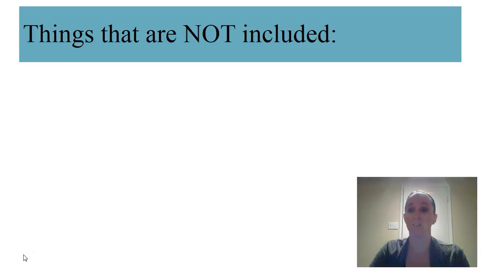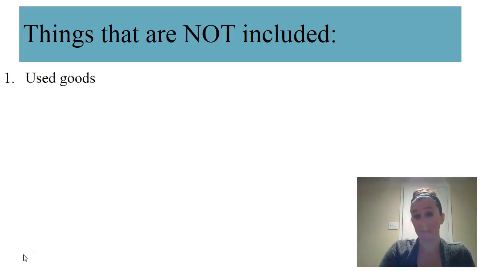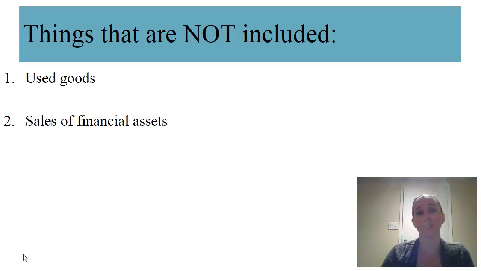Now, you say, what's not included? You've told me what is included and how to calculate it, but I don't know what I should or should not include because there are some gray areas. One thing that we do not include would be used goods. Why don't we include used goods? Because they've already been accounted for in a previous year's GDP. Sales of financial assets we don't count in final GDP because that is not a good or a service.